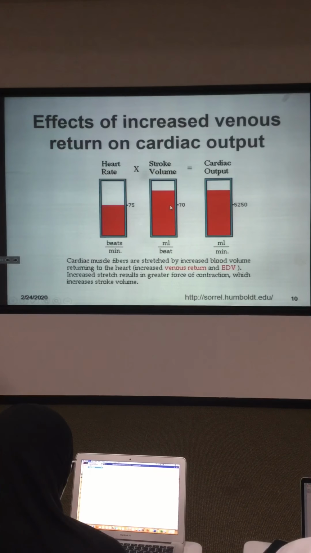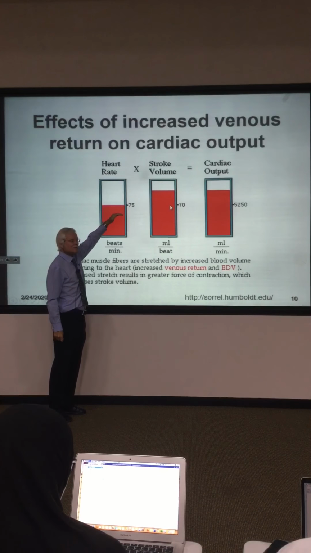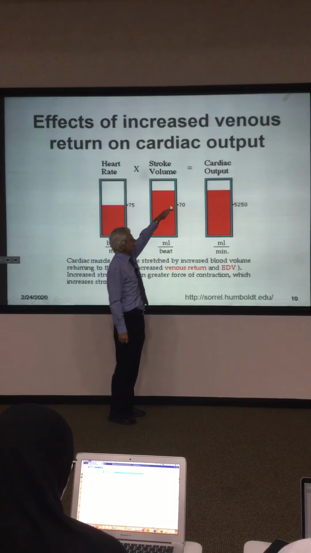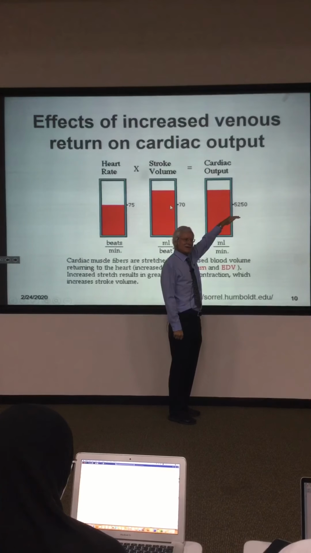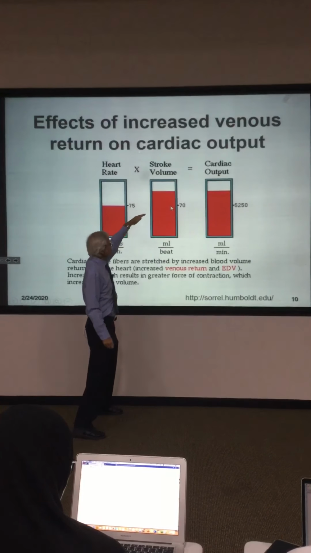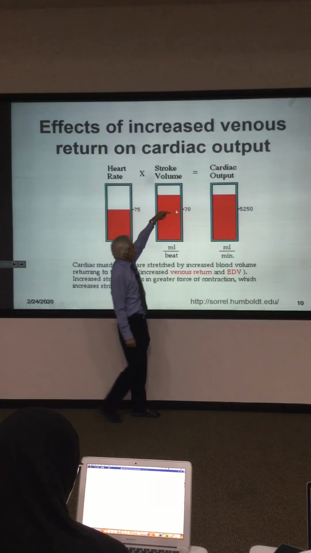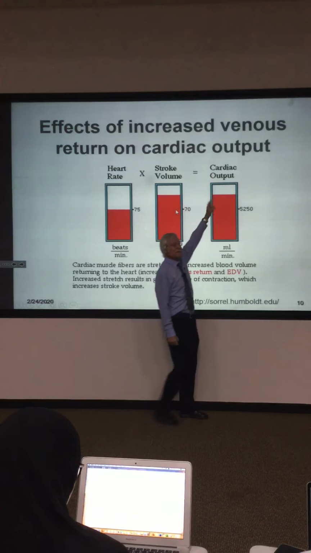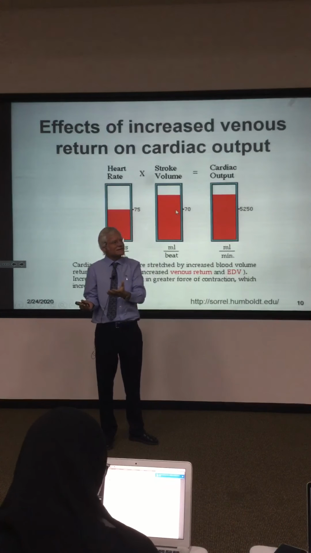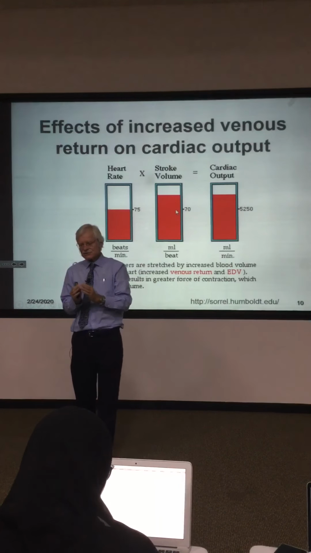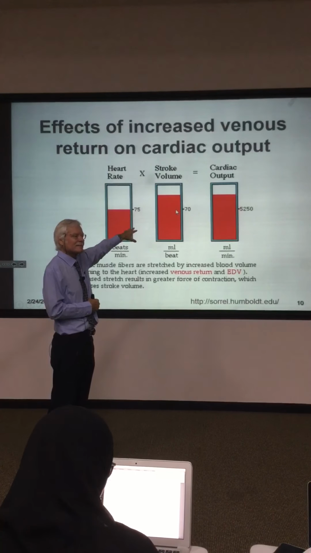So if we look at this little graph here, we can see that the heart rate is normally beating at 75. Let's say stroke volume is 70 normally. Multiply the two, and you get a cardiac output of 5,250. What's different is if you increase the stroke volume, now you're multiplying 75 by a bigger figure, so you get a bigger cardiac output. So this is actually what's happening when you increase the venous return, isn't it? You increase the venous return, the ventricle stretches, and the stroke volume increases. What's happening in this middle bar here.